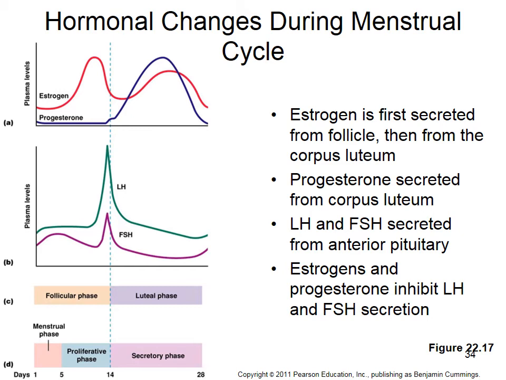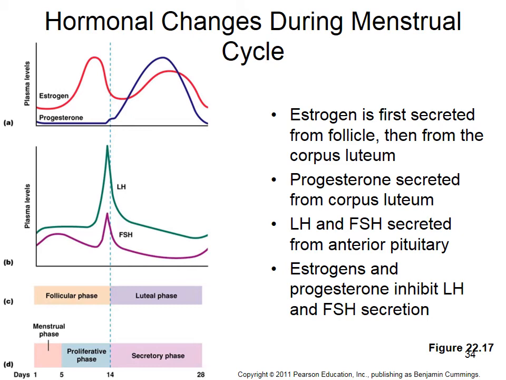If the corpus luteum degenerates because there's no implantation, estrogen and progesterone levels drop off, and that's what causes menstruation: low levels of estrogen and progesterone. Okay? These are sex steroids, so they cross the blood-brain barrier, so they affect behavior.